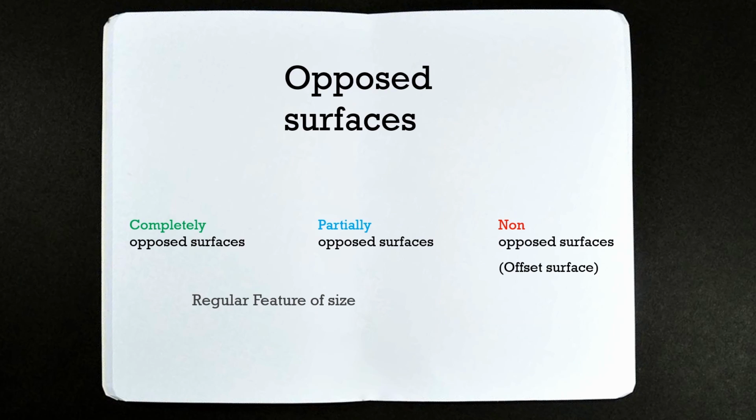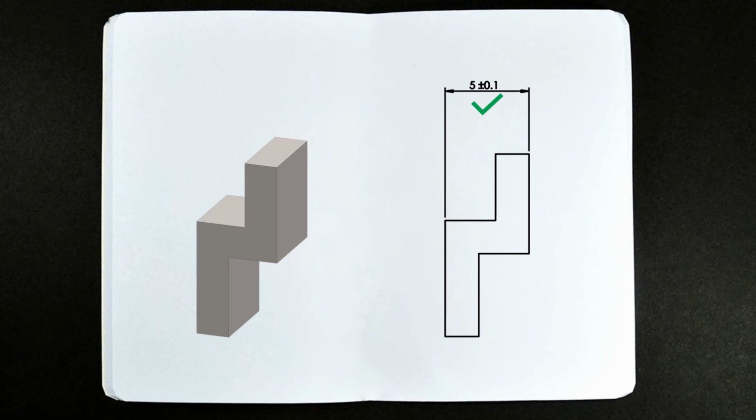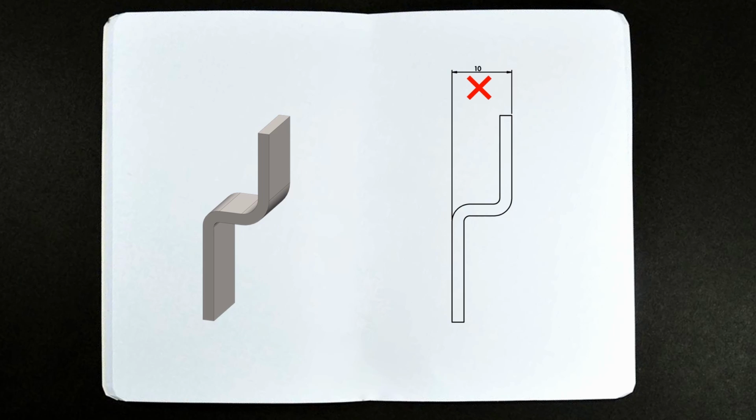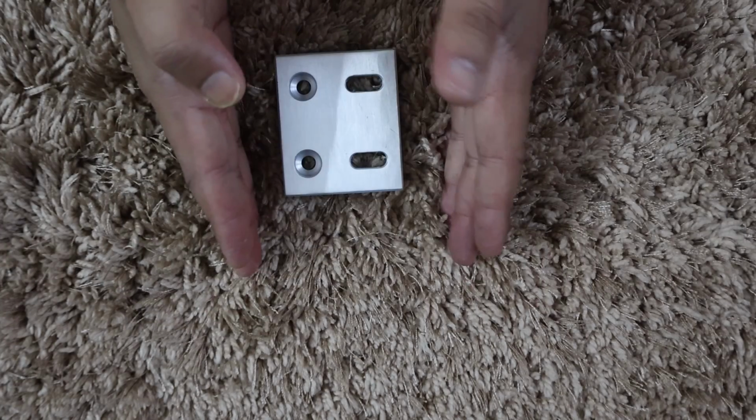And a regular feature of size should have completely opposed or at least partially opposed surfaces or elements. Like this width, this slot, and this width are regular features of size. But this is not a regular feature of size. What about a tapered surface? Is this a regular feature of size? So no, because these are opposed but not parallel. So this is not a regular feature of size. The faces have to be opposed but also parallel.